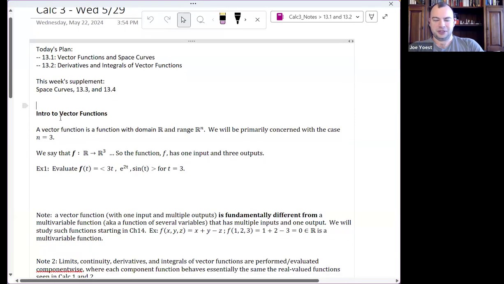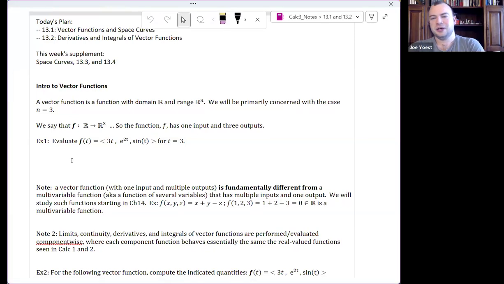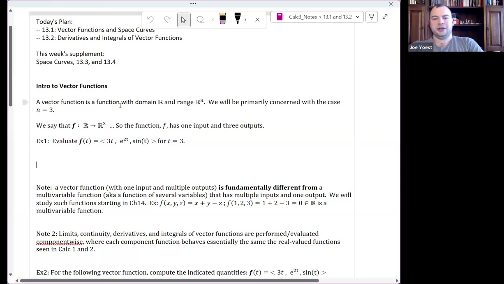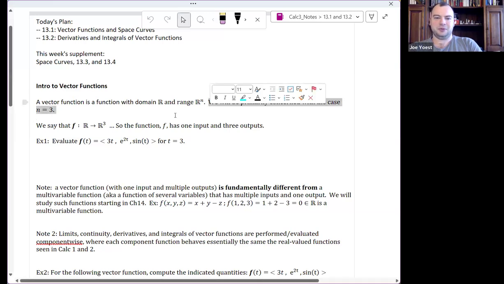Okay, so chapter 13 is all about vector functions. And briefly, what is a vector function? Well, it's a function with domain real numbers. In our course, we're focusing just on real numbers. We could say the same thing with complex numbers, but for our purposes, it's a function with domain real numbers and range some multidimensional space. So this could be R2, this could be R3, a two-dimensional space, a three-dimensional space. It could even be a higher dimensional space, but we're primarily concerned with the case n equals 3.